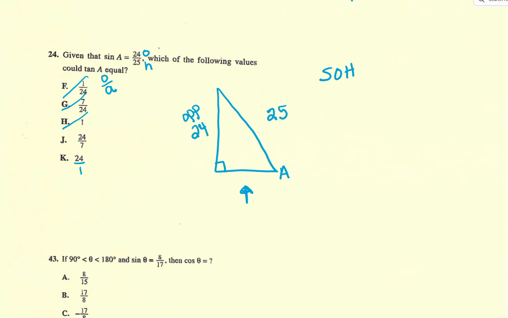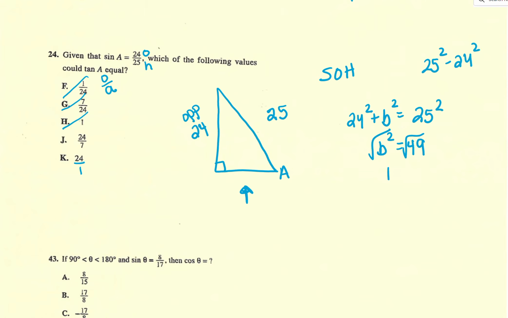So if 24 is on top, could it be 24 over 7 or 24 over 1? We could use the Pythagorean theorem just to verify. 24 squared plus b squared is equal to 25 squared. Subtract that over, and I would truly just quickly do 25 squared minus 24 squared, put that in your calculator, take the square root, and b is 7. So therefore, it is 24 over 7, or answer J.